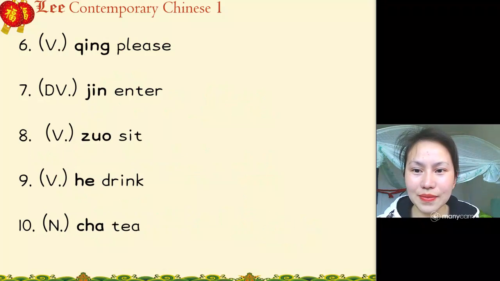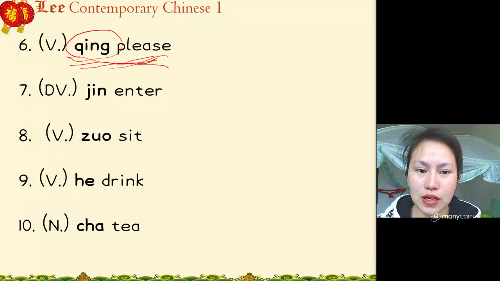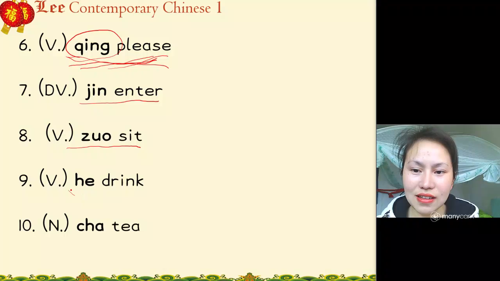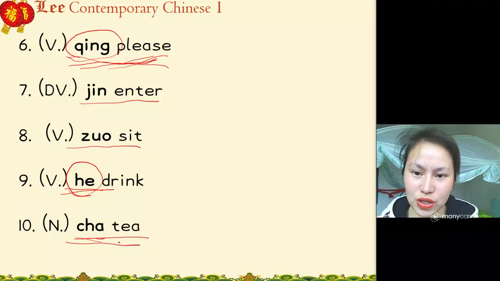Think of it. 好，请 please. Okay, if you want your Chinese to be polite, then use 请 in front of the sentence, or in front of the verb, like 进 to enter, to come in. 请进, please come in. 请坐, please have a seat. 请喝茶, 喝 to drink, 茶 tea, drink tea, okay?